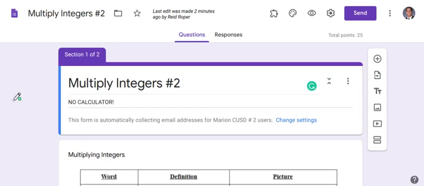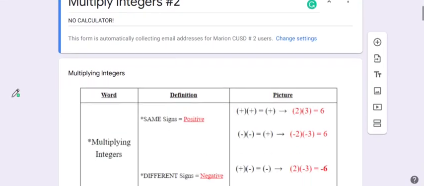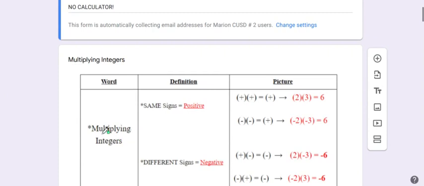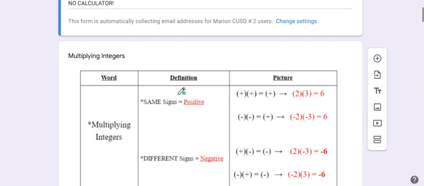Okay, I'm here in multiplying integers form number 2. At the very top here, you have a reminder of the multiplying integers rules. If you're multiplying integers with the same signs, your answer will be positive. So multiply two positives, you get a positive. If you multiply two negatives, you get a positive, right? Because these have same signs, your answer is positive.